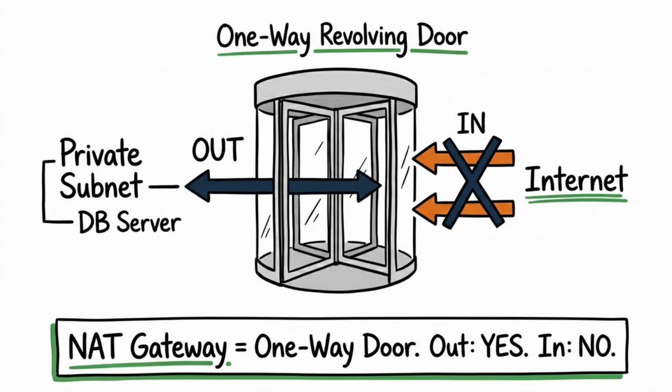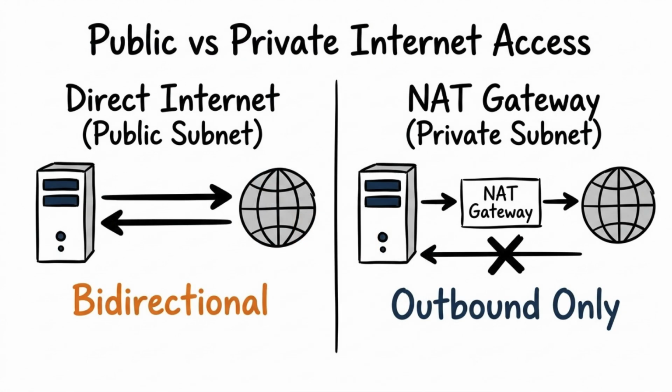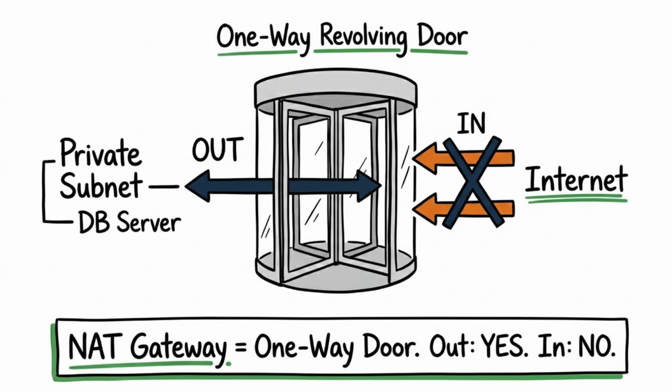Here's an important scenario. Your database server in a private subnet needs to download software patches from the internet, but you absolutely don't want the internet to be able to reach it directly. How do you do that? The answer is a NAT Gateway, Network Address Translation. It sits in a public subnet and lets private resources initiate outbound connections to the internet while blocking any unsolicited inbound traffic. It's like a one-way door. Your resources can reach out, but no one can knock from outside.